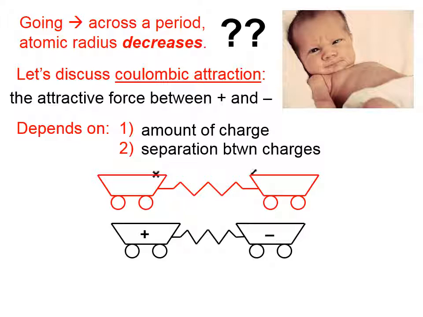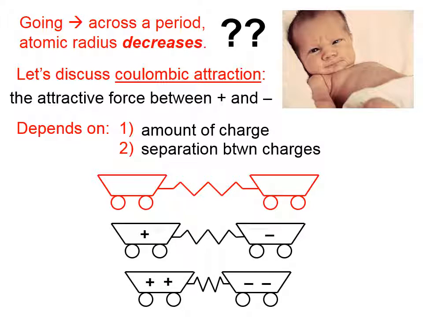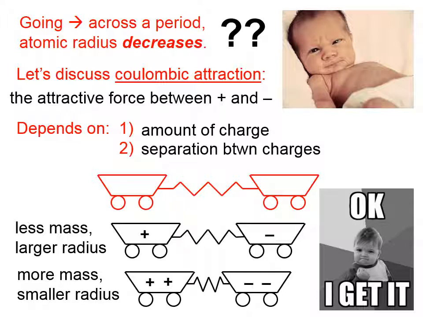If I put a second positive somehow and a second negative charge, won't the cart system crimp together even more closely? Because now, instead of having a single positive charge and a single negative charge, we have two positives and two negatives. So here's the point. This cart here has less mass because it only has one positive and one negative, but it has a larger radius. The cart on the bottom has more mass because there are two positive charges and two negatives instead of one each. But even though it's more massive, it's smaller.